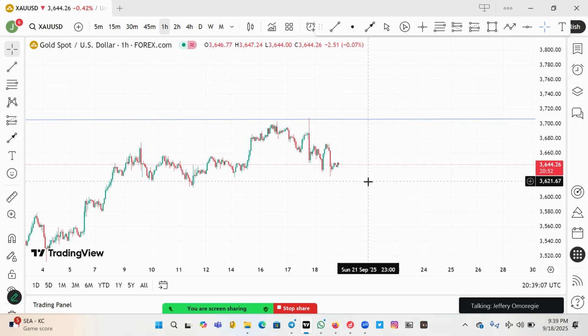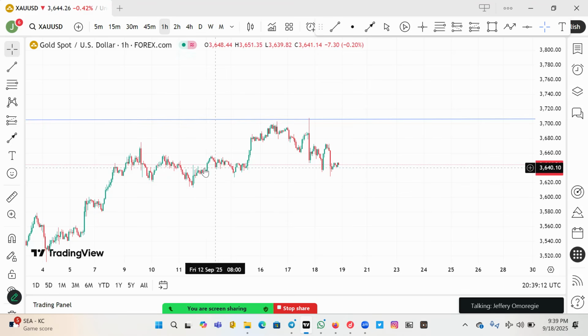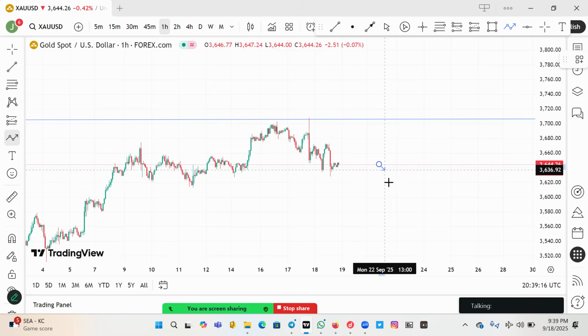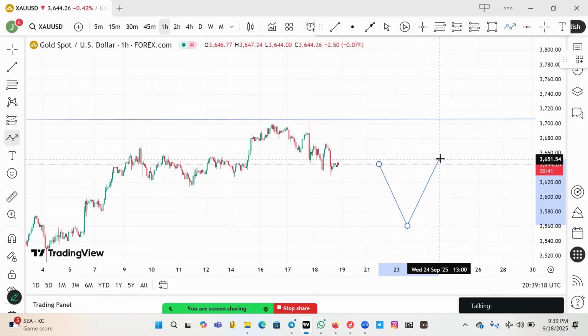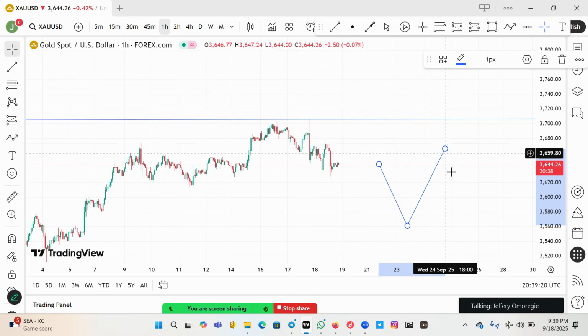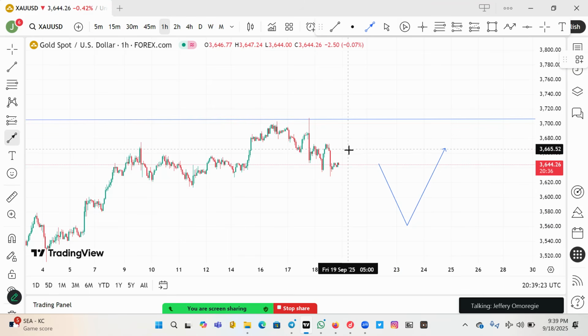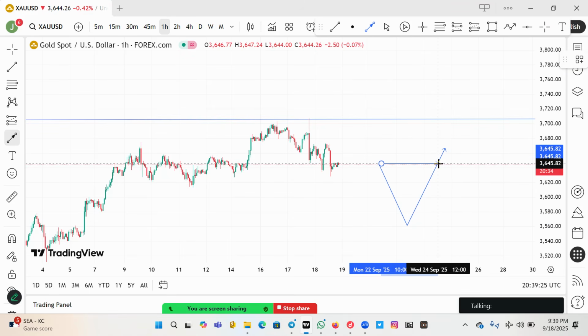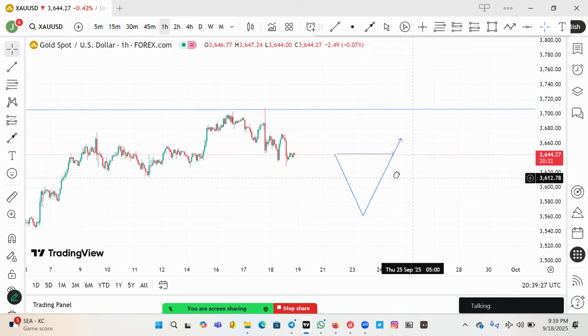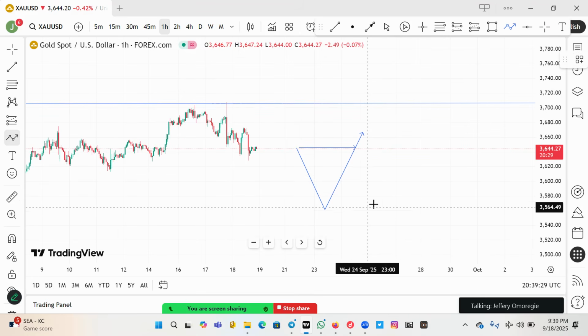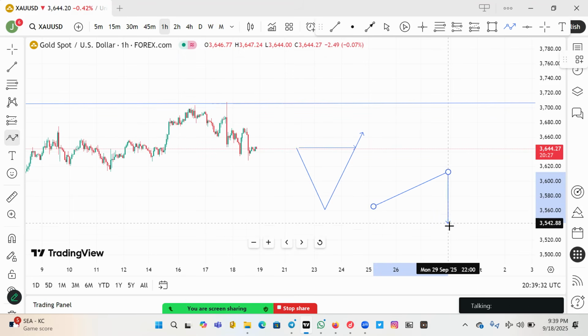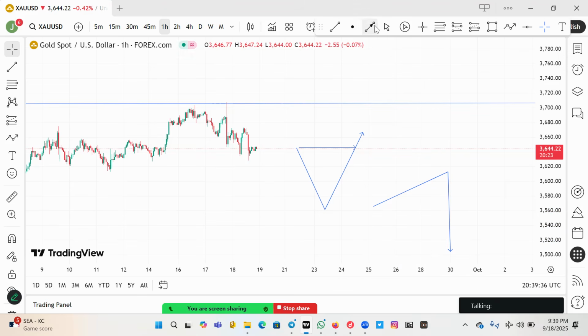Now, a break of structure has two criteria. One, for an uptrend, it must look like a V shape. This is a break of structure here. While for a downtrend, it must look like an A shape. Look at it, it's looking like an A shape.